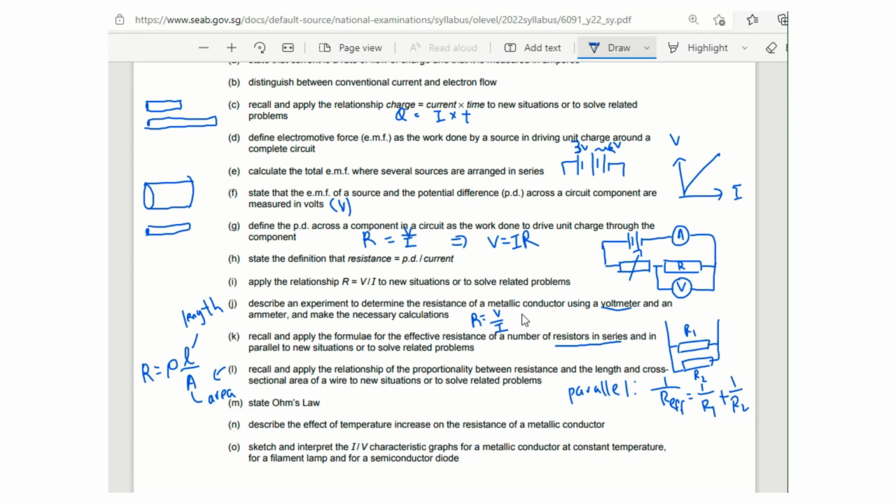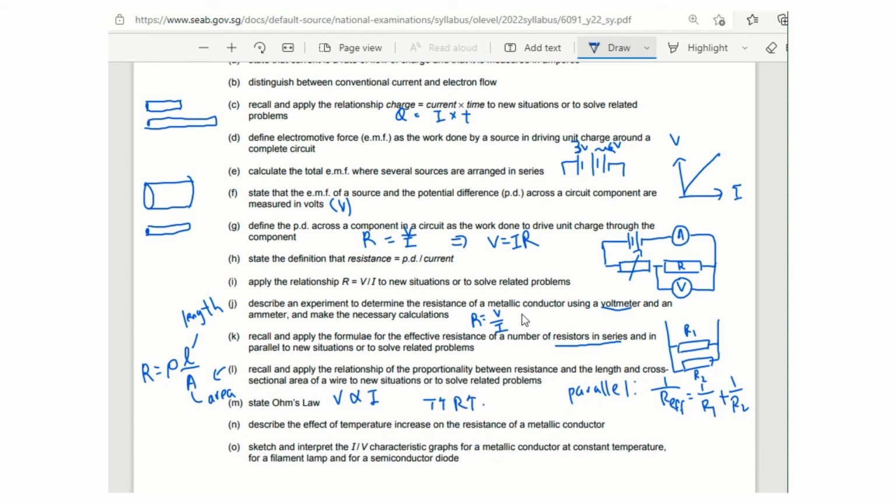And for Ohm's law, you need to state Ohm's law. This is another definition that you need to memorize. Basically, Ohm's law says that for ohmic material, the potential difference across it is directly proportional to the current passing through it, provided that other factors like temperature remain constant. Part N, you need to describe the effect of temperature increase on the resistance of a metallic conductor. Generally, when temperature increases, resistance tends to increase.